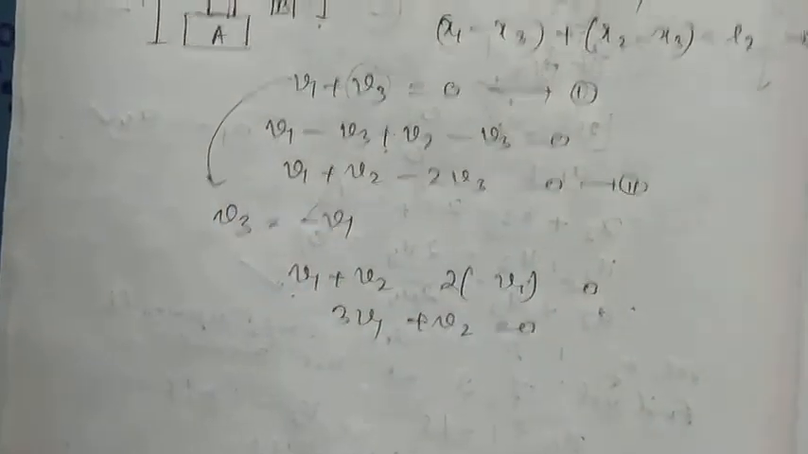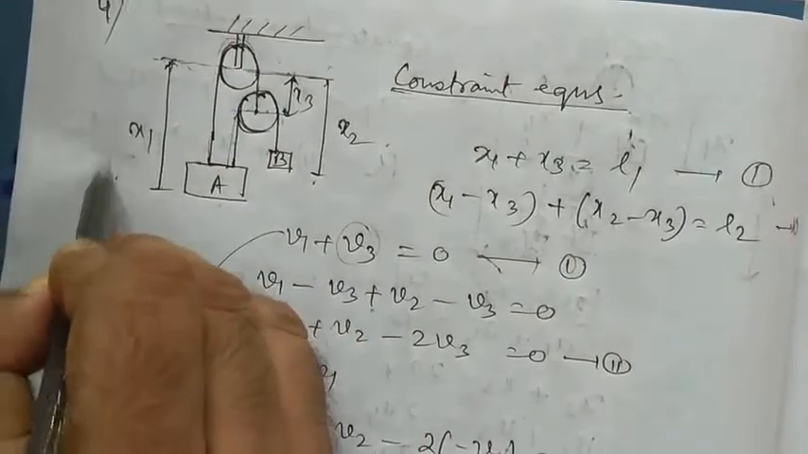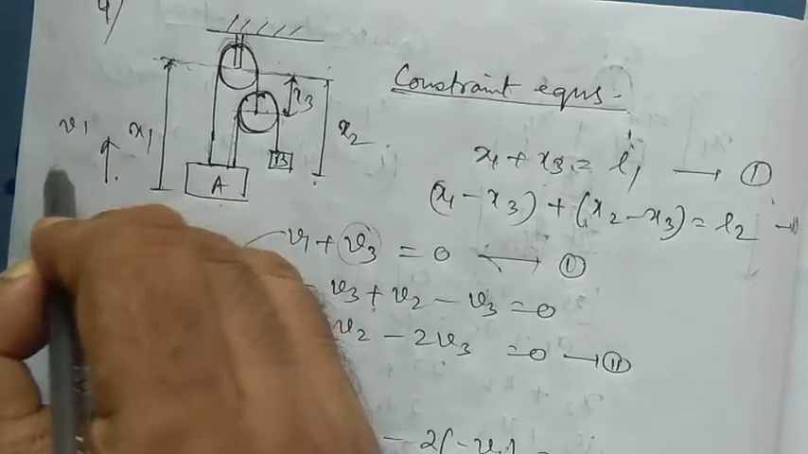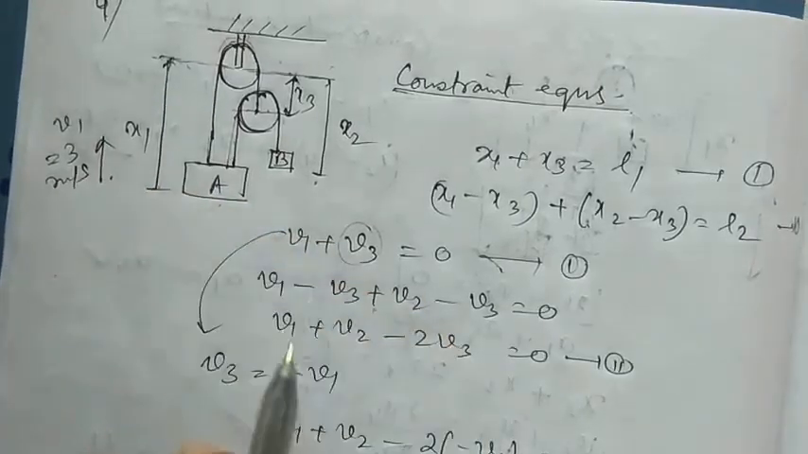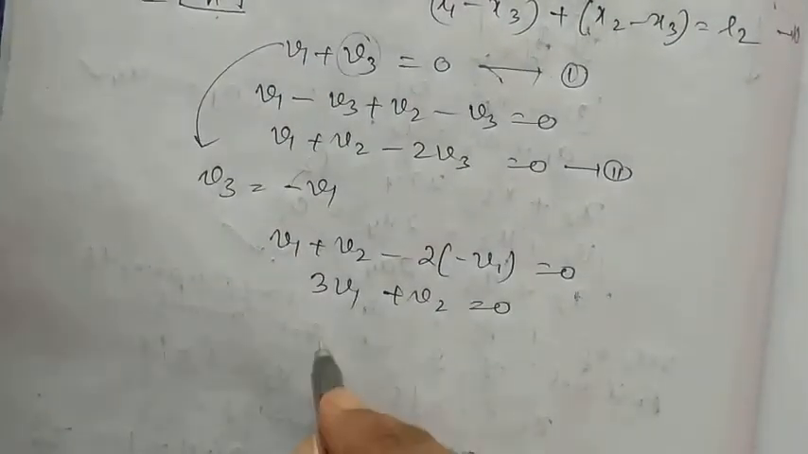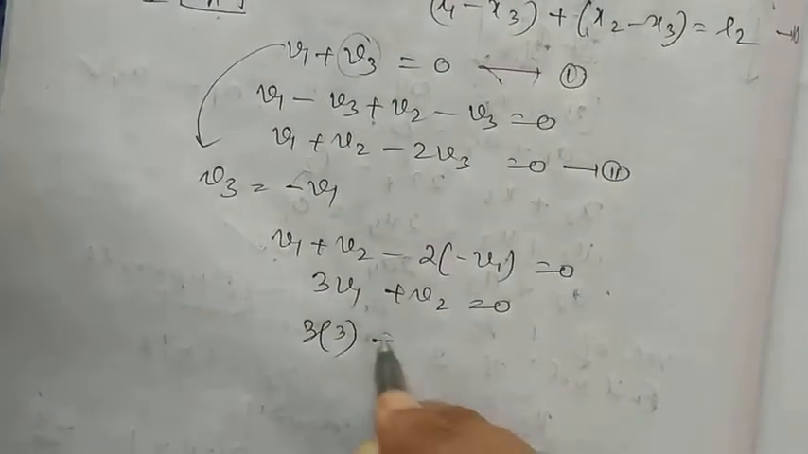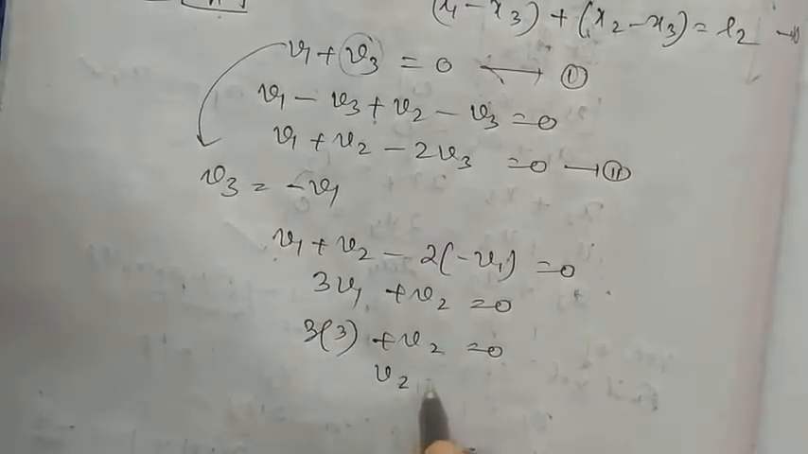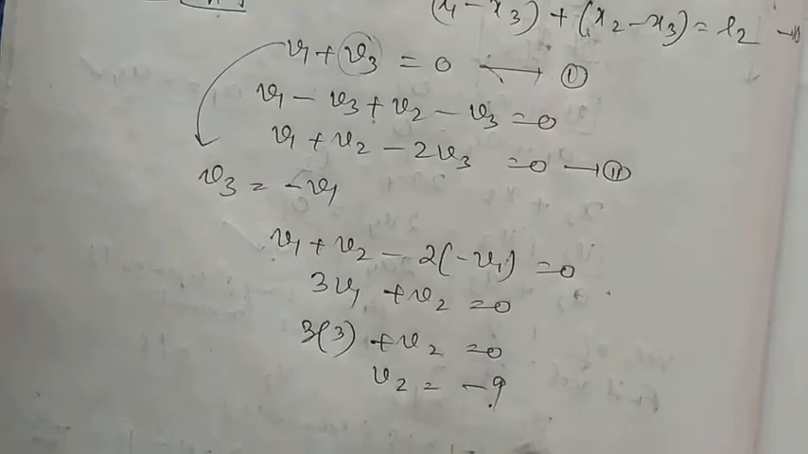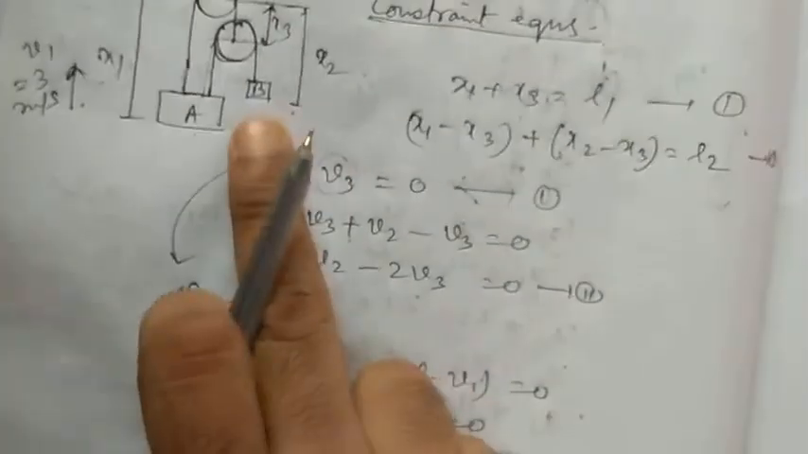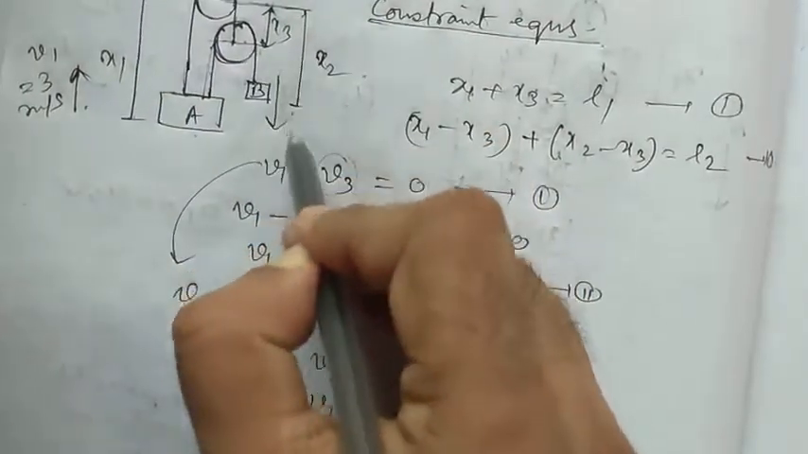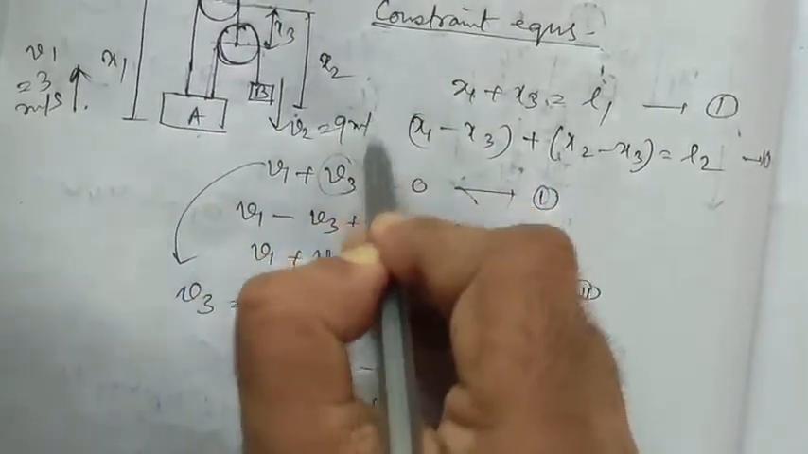Now in the problem it was given that this block moves up with a velocity of v1 equal to 3 meters per second upwards. So we replace 3 here, 3 times 3 plus v2 is equal to 0. So v2 comes out to be minus 9. Now what does minus 9 signify? That the velocity of block B will be 9 meters per second downwards.